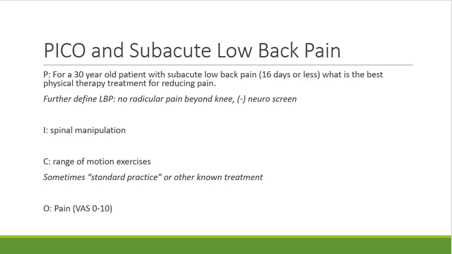And I can be as specific as I need to be. Sometimes you need to be really specific. Other times it can be more general. So for example, I could further define the low back pain by saying there's no radicular pain beyond the knee, and there's a negative neuro screen.